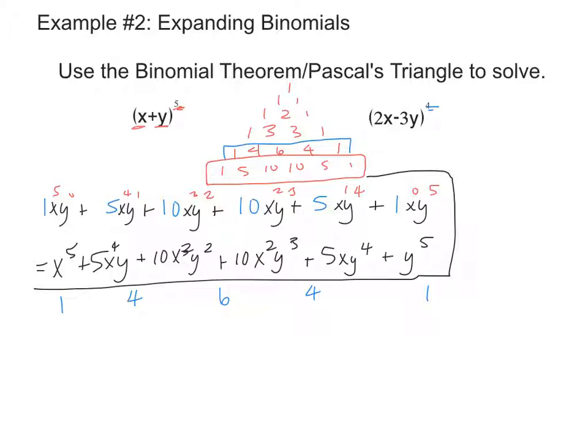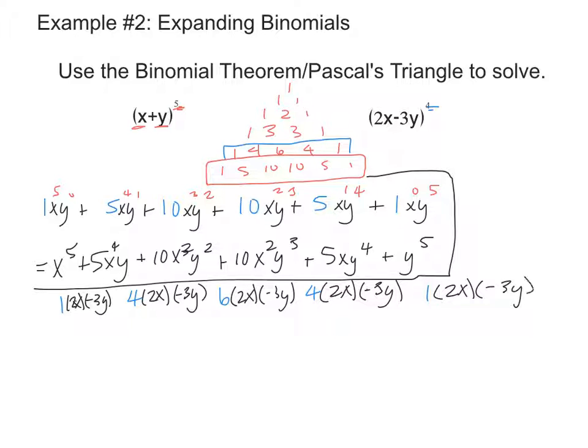So that'd be 2x, negative 3y, 2x, negative 3y, 2x, negative 3y, 2x, negative 3y. All right, so again, we're going to start with the fourth power.